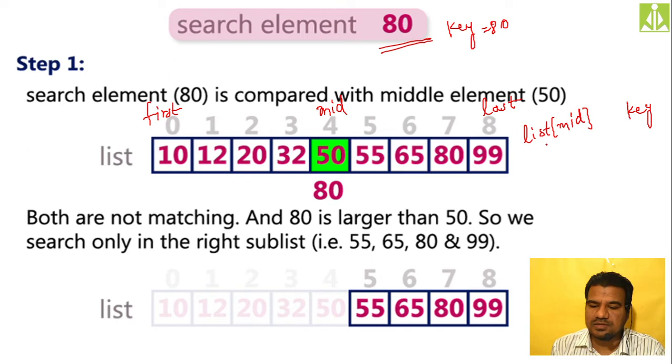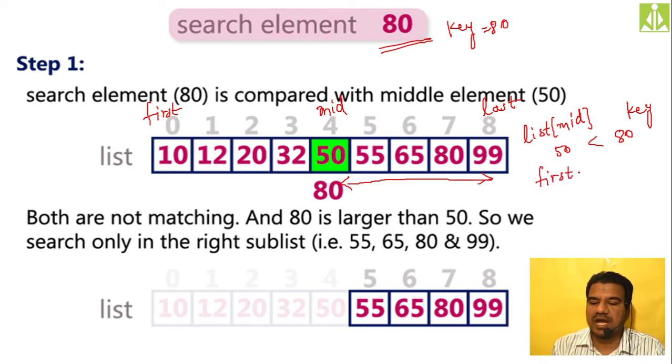So list of mid is 50. Key value is 80. As you can see, key value is greater. So what do we have to do? Immediately focus on the second half, because as my key value is greater than list of mid, we have to focus on the second half. If it is less than, we'll focus on the first half. If the key value is greater, we will not shift the last. Unlike the previous case, this time we will shift the first.